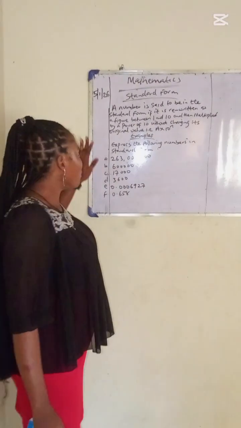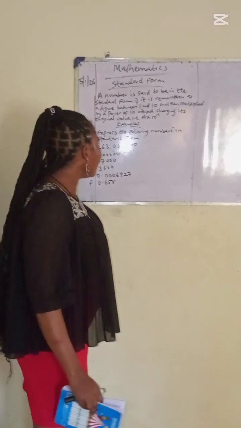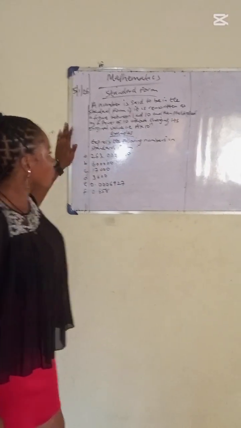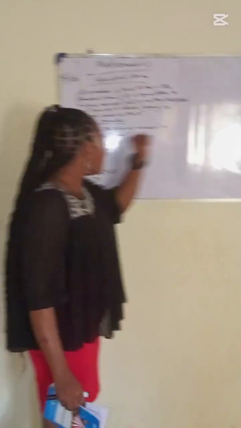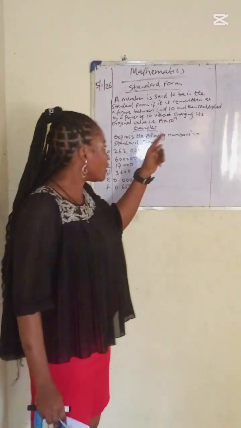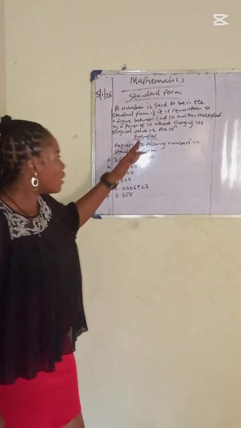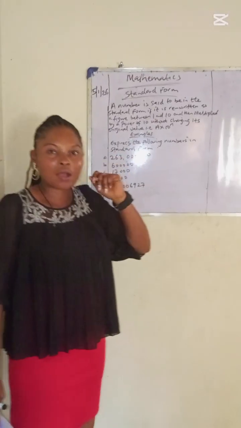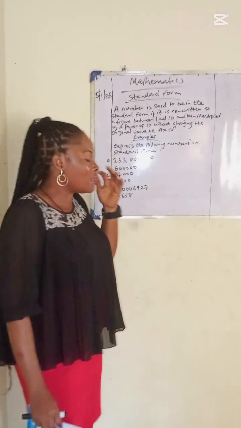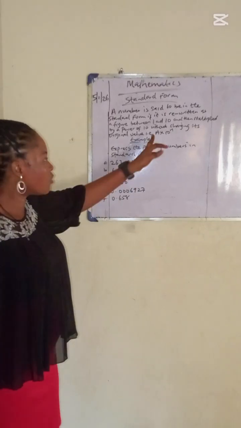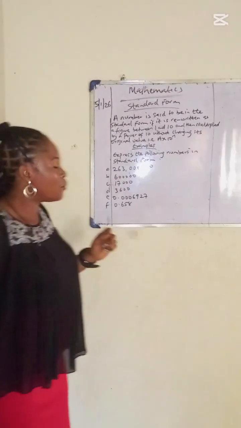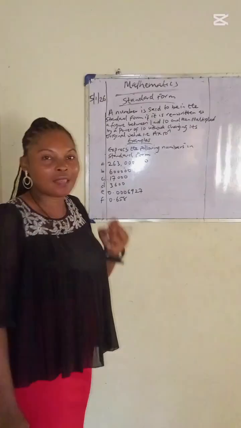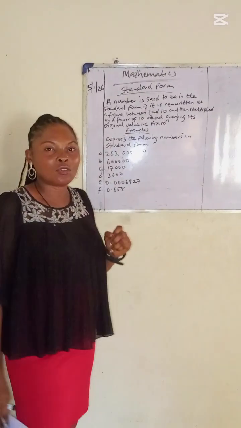If you look at what we have on the board, it says a number is said to be in standard form if it is rewritten as a figure between 1 and 10 and then multiplied by a power of 10 without changing its original value, i.e. a times 10 raised to power n. What are we trying to say here? In standard form, we use this formula: a times 10 raised to power n, where a represents the whole number part, 10 is constant, and n represents your power.